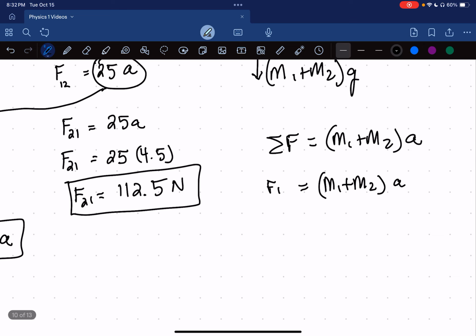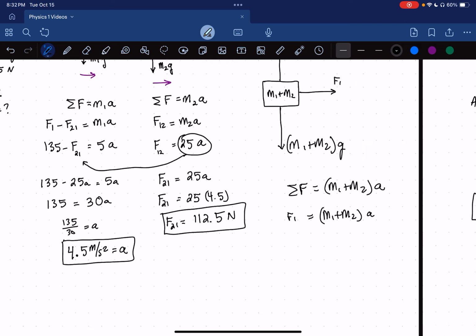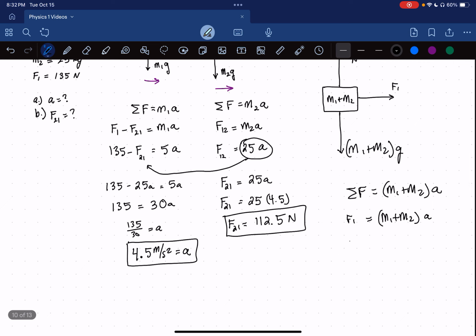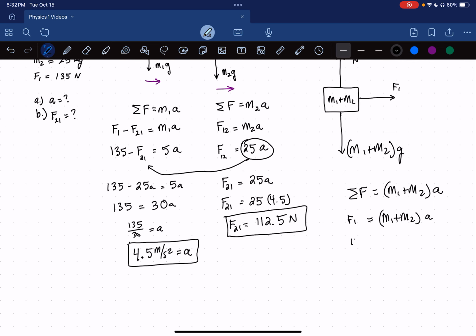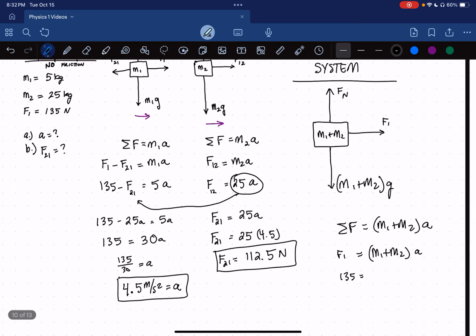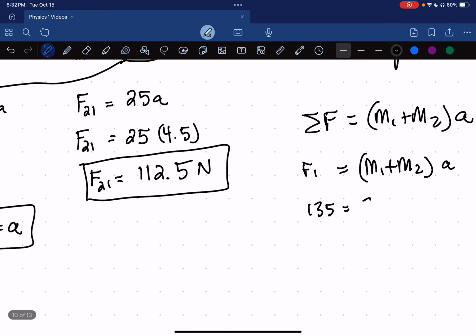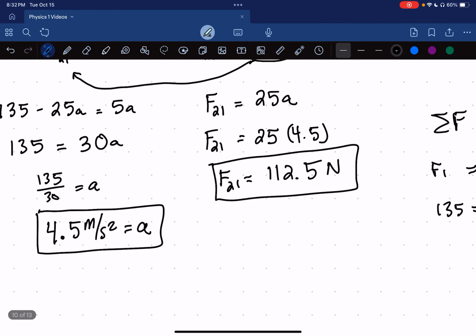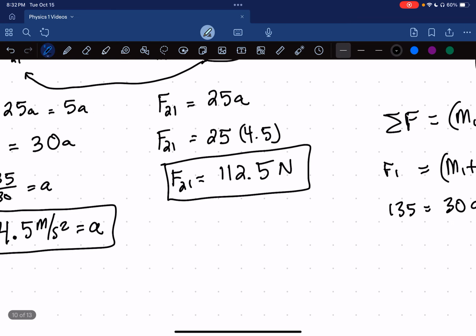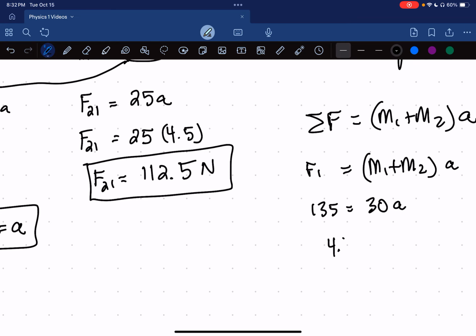Cool, and I think we know enough now. So F1 is, what was F1? It's 135. And mass 1 plus mass 2 equals 30 times A. And of course, we're getting the same result that we got over here in this expression. 135 equals 30A. And so we're going to get 4.5 meters per second squared again.